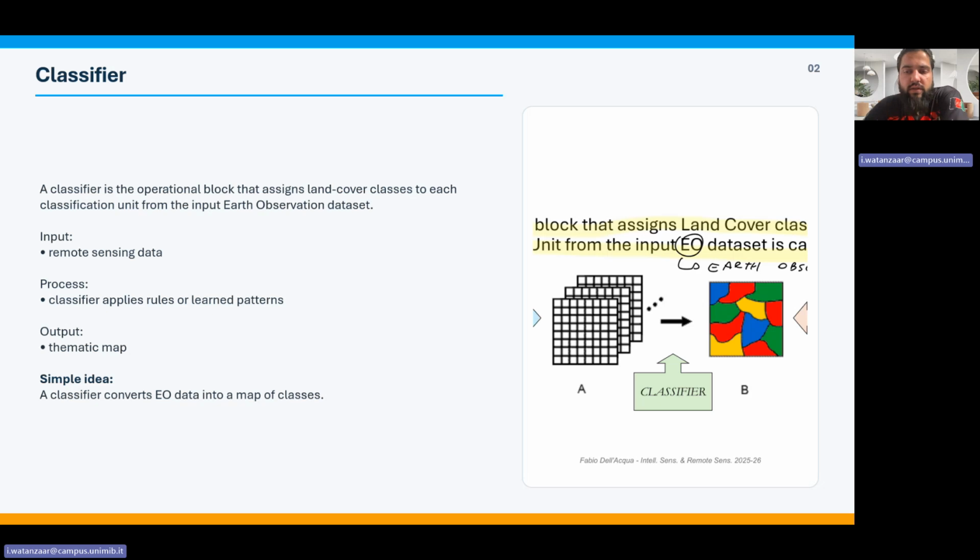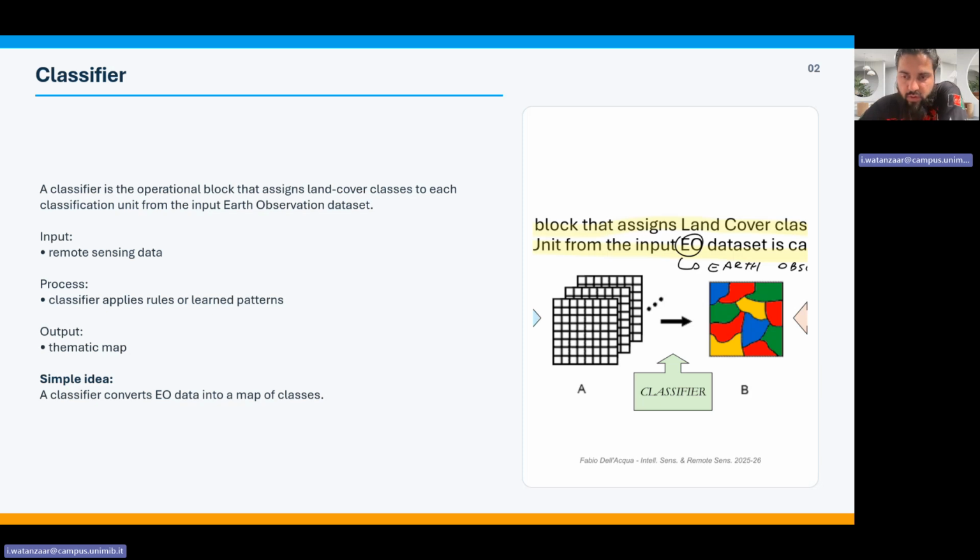Now, in this case, when we give the new data or test data to the classifier, it will compare according to certain rules and learned patterns. The output is a thematic map. The simple idea of the classifier is this: the classifier converts Earth observation data into a map of classes.